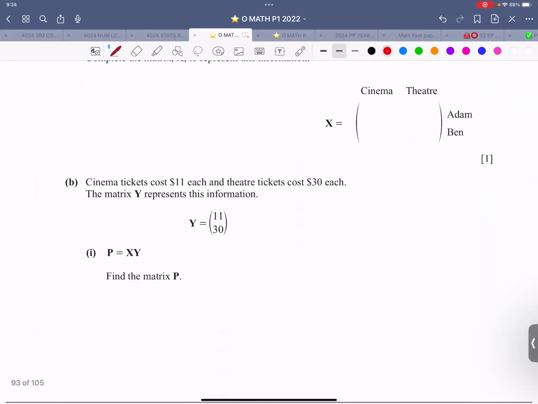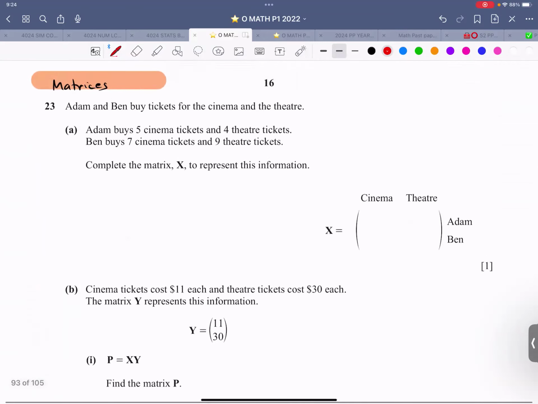This is matrices. Looks like a big question. Adam and Ben buy tickets for cinema and theater. So this person, Adam, buys 5 cinema tickets and 4 theater tickets. This is for Adam. So this is cinema, theater. Ben buys 7 cinema, 9 theater. So we just have to write these numbers over here. That is 5, that is 4, that is 7, that is 9.